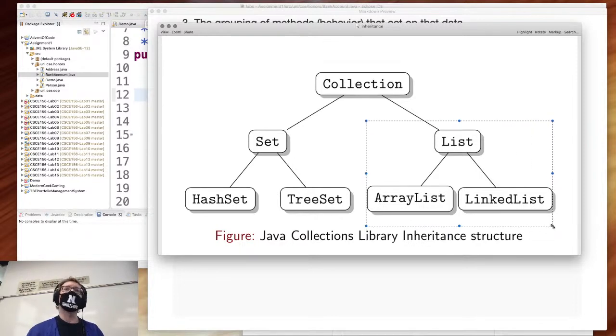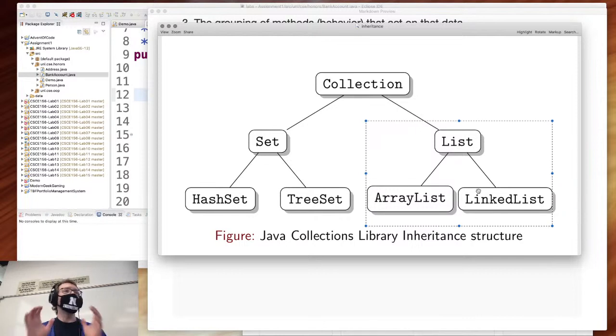What's the difference between an array list and a linked list? Well, we haven't talked about linked lists yet, but it's the way they hold stuff in order. But an array list is a list, and a list is a collection. A collection is just a bag that holds stuff. A list is more specific in that it holds stuff in an ordered manner. And an array list is even more specific. It holds stuff in an ordered manner using an array.